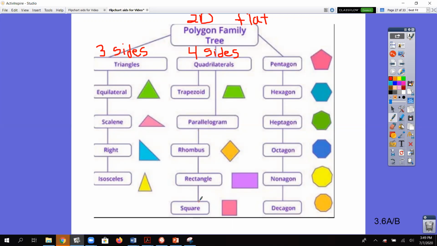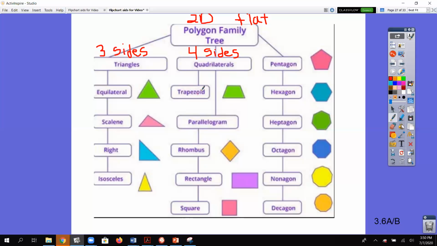In order for a parallelogram to be a parallelogram, it has to have 2 pairs of parallel lines. Now, parallel lines are lines that never ever cross. They just keep going. They never intersect with each other. So a rhombus is a parallelogram, a rectangle is a parallelogram, and a square is a parallelogram. All these have many special names. You can call them a polygon, a 2D figure, a quadrilateral, and a parallelogram.